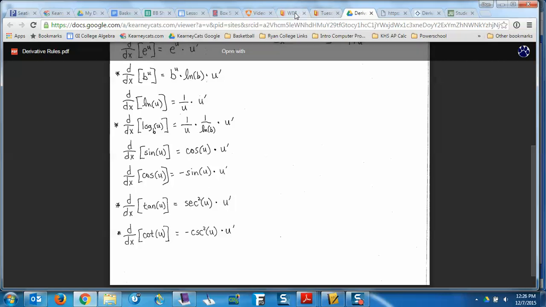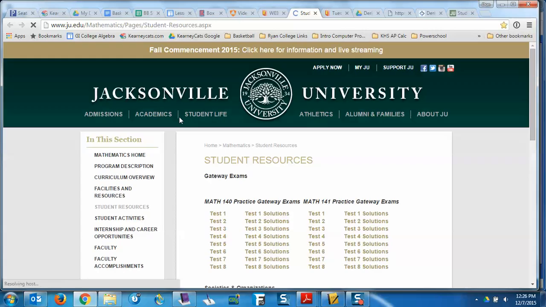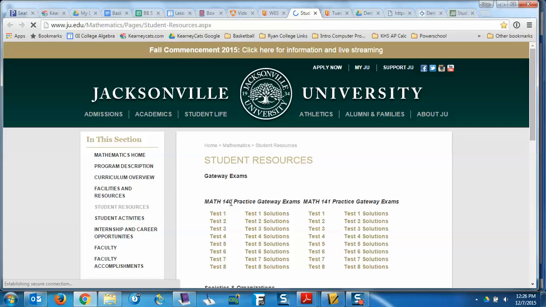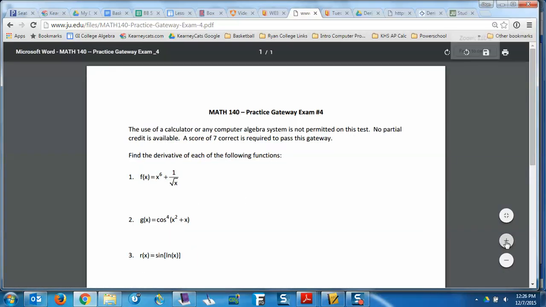All right, now under the web links again, I pulled this one up. This is one I've had in the past. This is from Jacksonville University. Again, you see it says Gateway Test, Math 140 is their Calc 1, Math 41 is their Calc 2. So they've got a bunch of different tests here. And unlike that Arizona State one where each test got a little harder, Test 1, Test 2, had some implicit differentiation, stuff like that, these are all pretty similar, and they're actually fairly easy, I think.